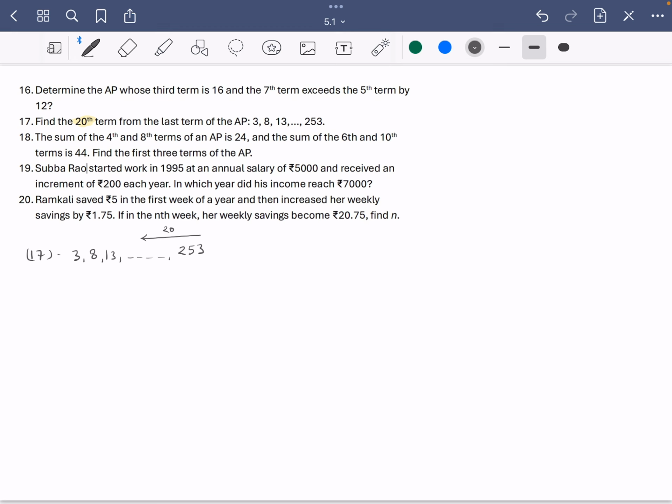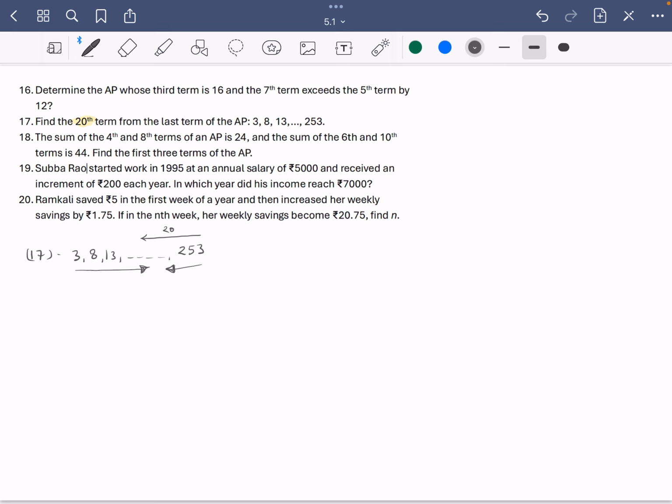Well, there are two ways of doing it. You start from here and find out which term is the 20th term from the last term, or you can start from the last term and find out the 20th term. So starting from the last term is way easier than doing it from the first and then finding out the 20th term from the last term.